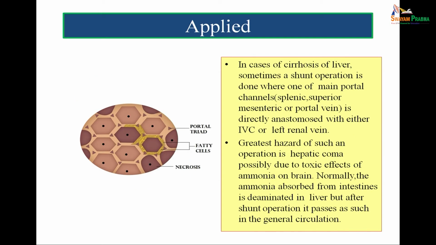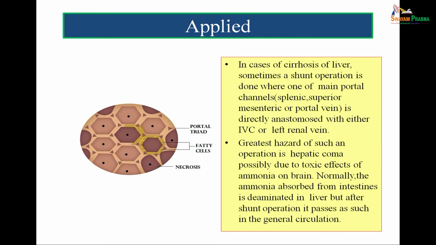Now on the left side in the figure you can see this is a case of cirrhosis in which the liver bed is markedly obliterated, and for cirrhosis sometimes a shunt operation is done, the liver is bypassed. What happens is that one of the main portal channels, splenic, superior mesenteric or portal vein, is directly anastomosed with the inferior vena cava or the left renal vein. Now what will happen here, I told you initially the main function of the portal vein is to ensure that whatever we ingest is processed in the liver. So here if we are bypassing the liver by performing the shunt operation, then the deamination which was to take place in the liver won't take place. So ammonia will have a toxic effect on the brain, and the person may go into coma.